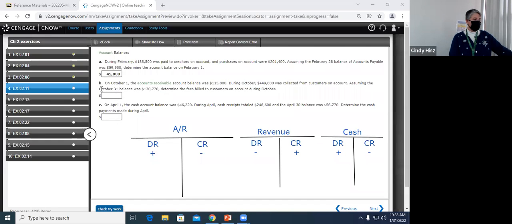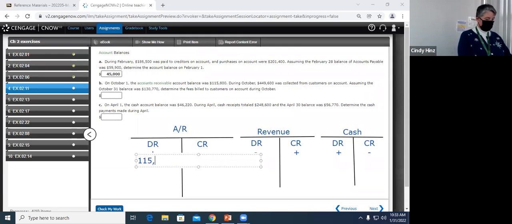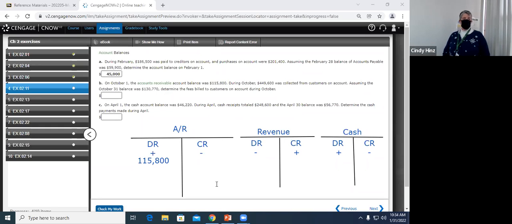Let's read what happened. On October 1st, the accounts receivable account balance was $115,800. It does not tell us whether that's a debit or a credit balance, so we will assume it is the normal balance for that account. We'll assume it is a normal debit balance. During October, $449,600 was collected from customers on account.